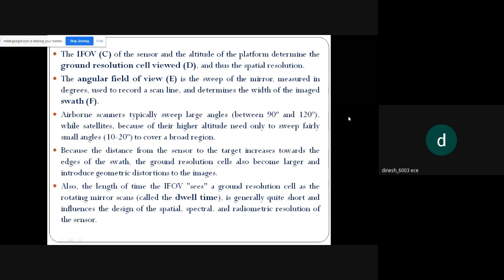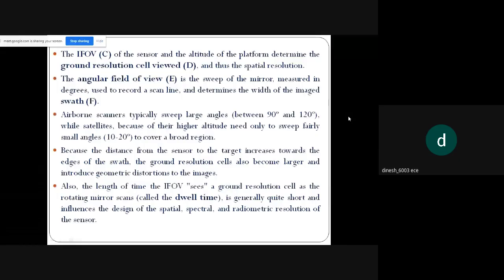Also, the length of time the IFOV sees a ground resolution cell as the rotating mirror scans is called the dwell time. Keep in remembrance the definition of the dwell time, which plays an important factor in the scanning of your images, which is generally quite short and influences the design of your spatial, spectral, and radiometric resolution of the sensor.